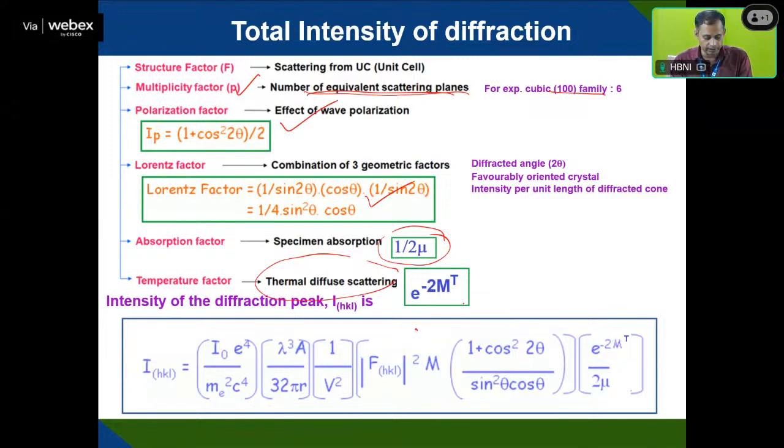So this equation is like this. So here it is. The structure factor will come, then there is a polarization factor, then the temperature factor, and then there is an absorption factor here. So this is the structure factor. All these factors come into the picture, and you will get a particular intensity.